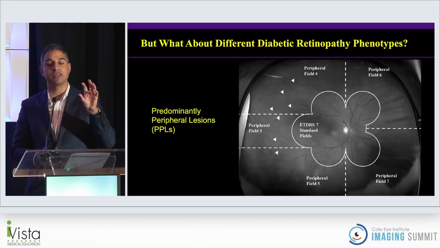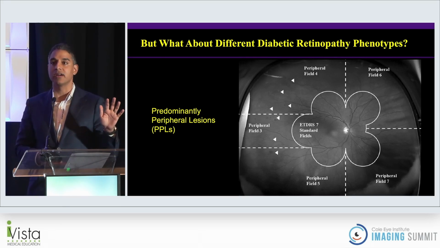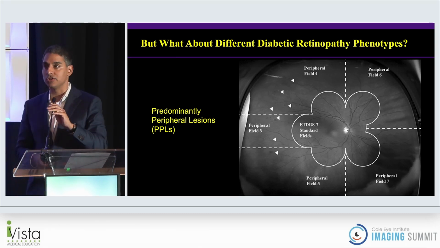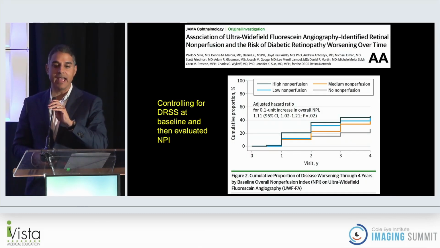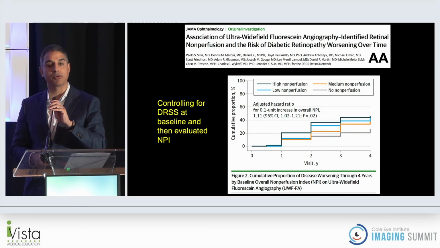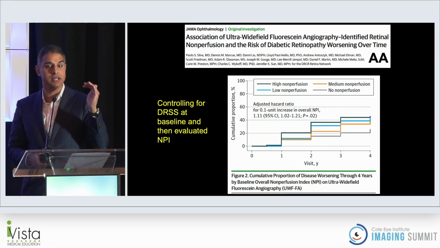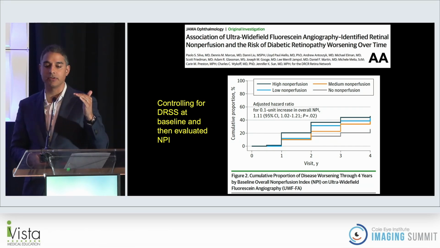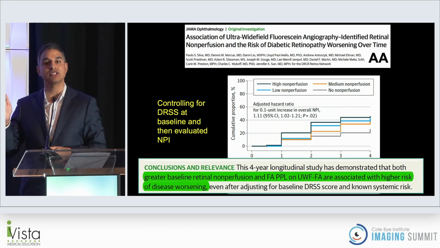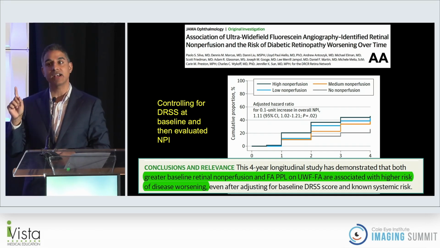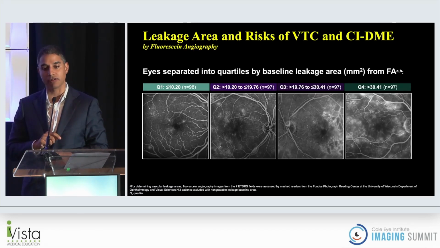Now that's just the 7 standard fields, but we also now are aware that there's an entirety of predominantly peripheral lesions, which we got from Lloyd Aiello and Jennifer Sun at the Joslin Clinic. And this ultimately resulted in Protocol AA, where if you look at the exact same level of diabetic retinopathy scoring, and if you look at patients with no perfusion relative to high perfusion, we can see the cumulative proportion of patients worsening through 4 years is drastically higher for patients with high degrees of non-perfusion. Remember, these are the exact same DRSS scores by fundus photography.